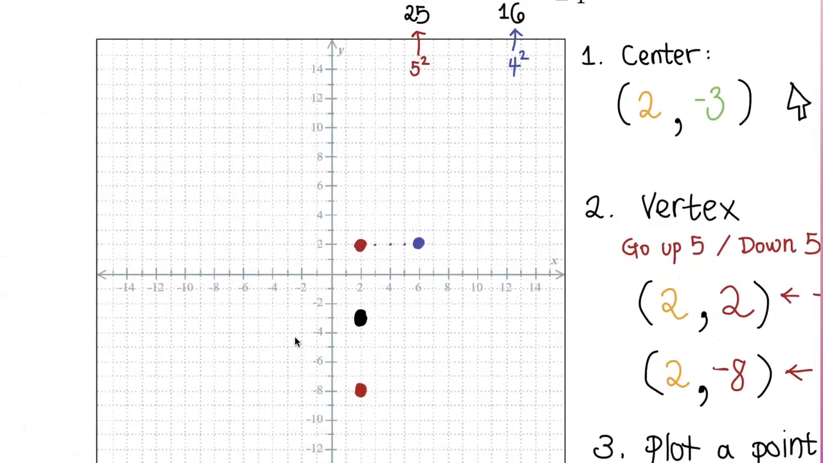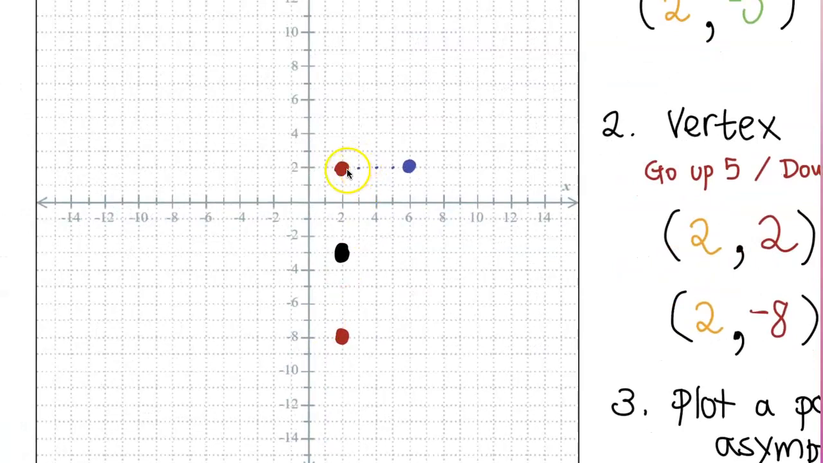Do the same thing all around the center. Okay, watch. I'm going to go left 4. 1, 2, 3, 4 and plot a dot. I'm going to go to the other vertex and do the same thing. Go 1, 2, 3, 4, plot a dot. And 1, 2, 3, 4, plot a dot. Now we have this rectangular pattern.